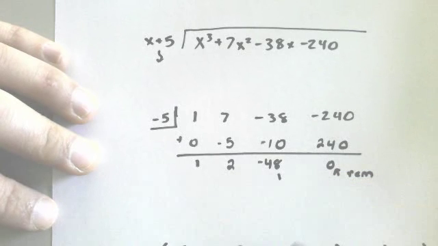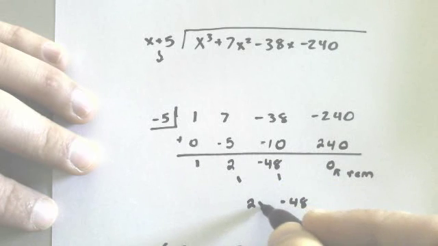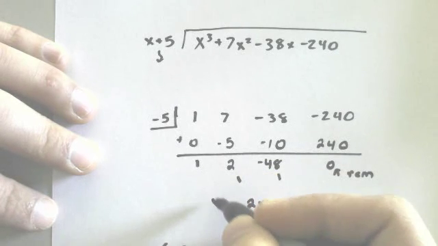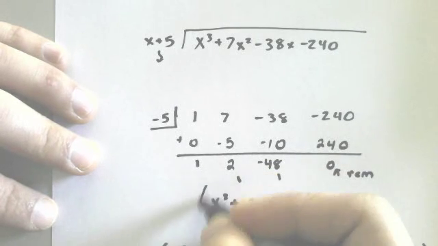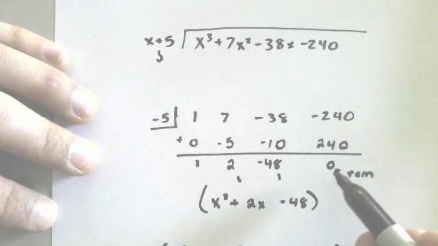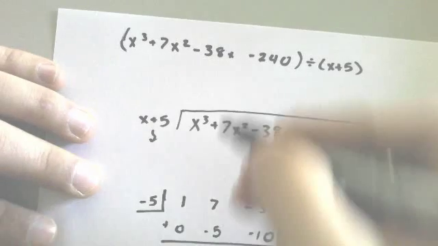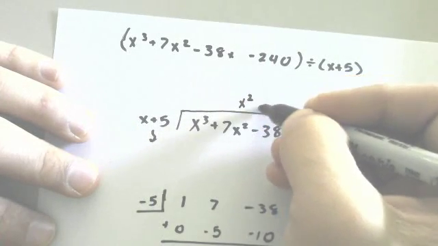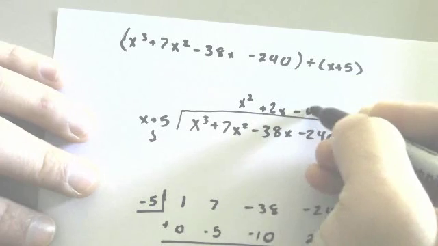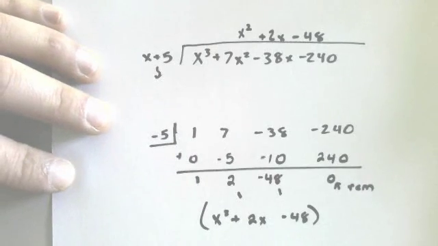This is my constant term. This is my x term. And this is my x squared term. So I build my polynomial from right to left, always using my first value as my remainder. So in other words, if I were to use long division, when I divide that polynomial by x plus 5, I should get x squared plus 2x minus 48.